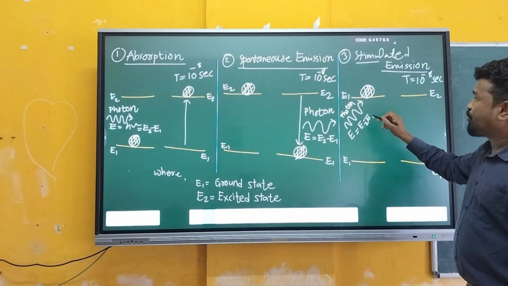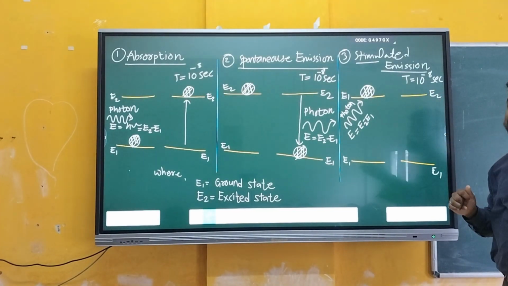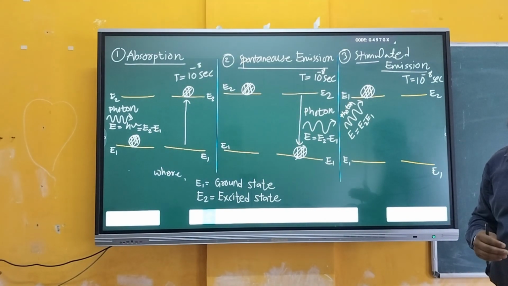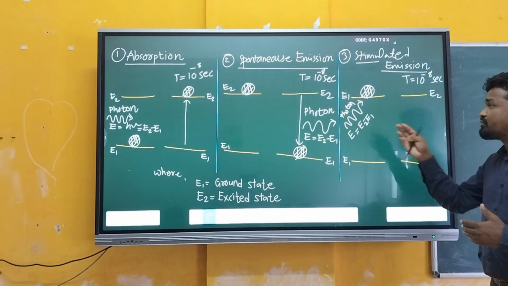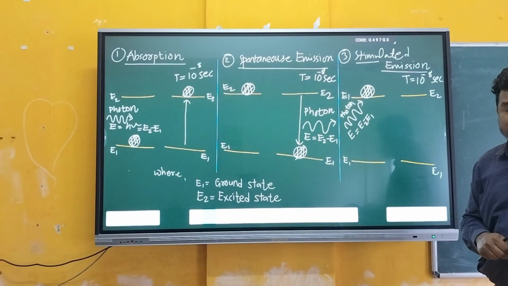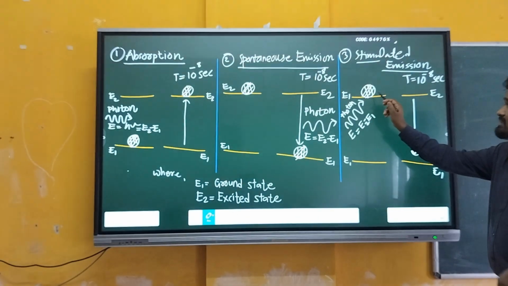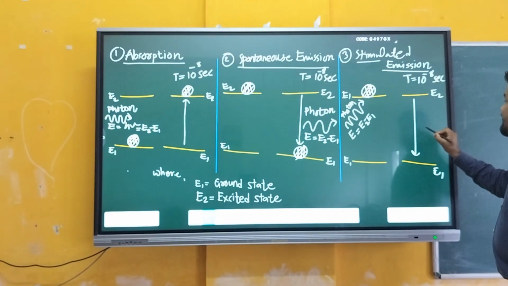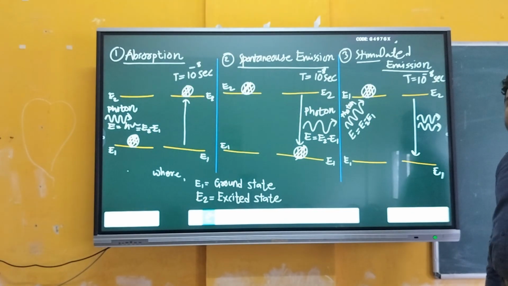That's why this photon triggers the electron to come down to the ground state before finishing its lifetime. What is happening here? This electron is not completing the lifetime of the excited state. Before that, it is coming down, because this photon is forcing that electron to come down to the ground state. And while coming down, this electron, which has already taken one photon, emits that photon in phase with this one. So at the end we get two photons.